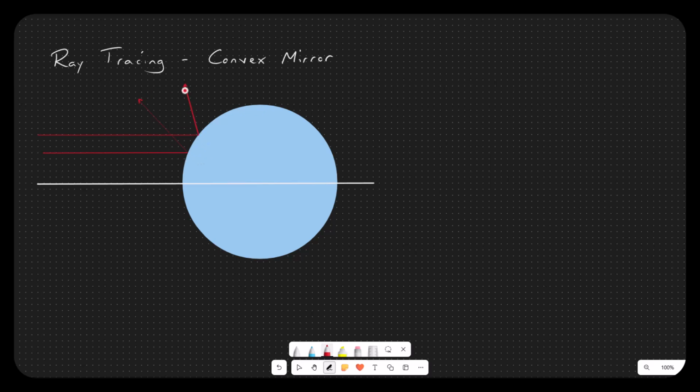And as you can see, these rays are not going to cross each other, so if we trace these back, because that's our other move, it looks like these rays are coming from this location. This would be the focal point of a convex mirror. So for a convex mirror, the focal point lies somewhere inside the mirror. And conveniently, that focal point is always going to be at half the radius of the mirror.